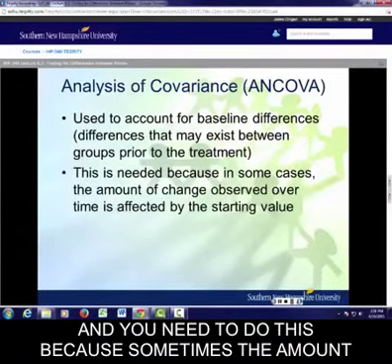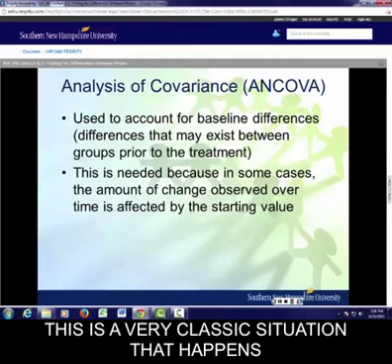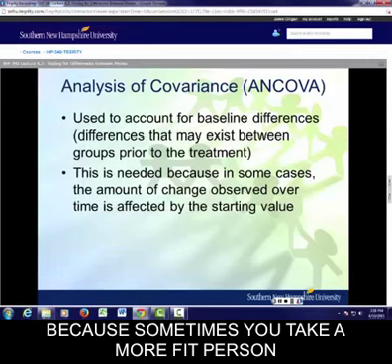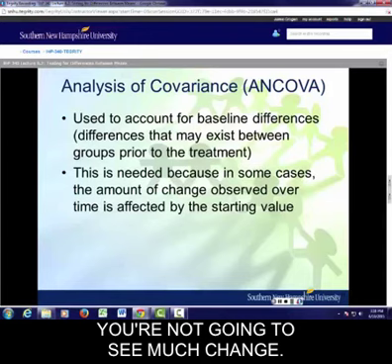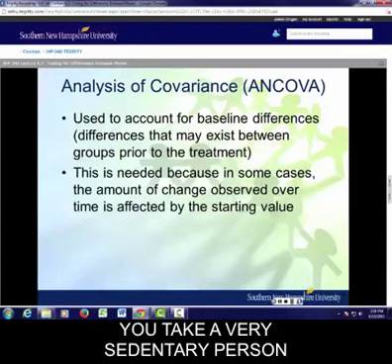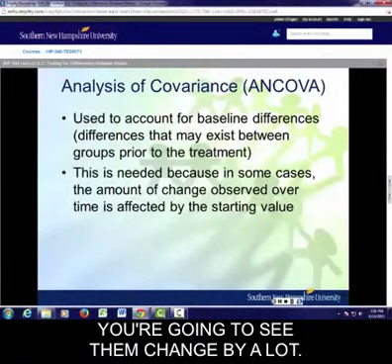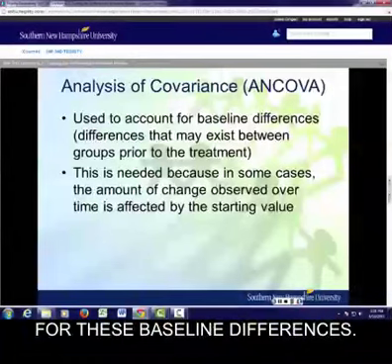You need to do this because sometimes the amount of change you see over time is affected by where people start. This is a very classic situation in exercise training studies, because sometimes you take a more fit person and have them do an exercise program, and you're not going to see much change. But you take a very sedentary person, you put them on an exercise training program, and you're going to see them change by a lot. So sometimes you need to adjust for these baseline differences.